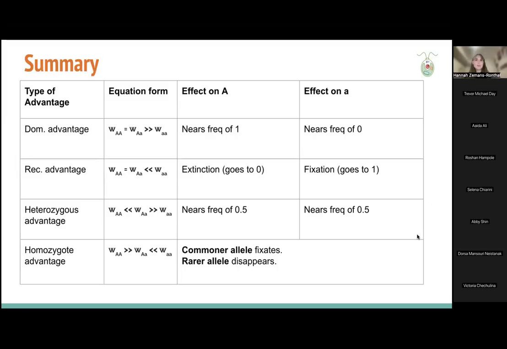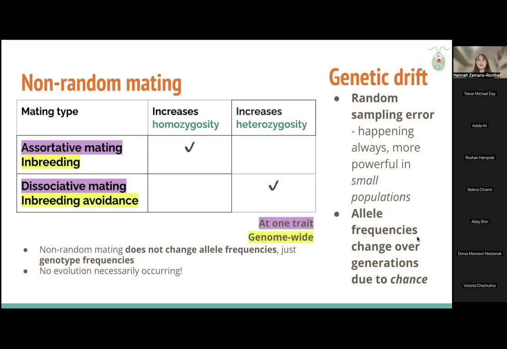Okay, so this is just a quick table to summarize it. I'm not going to go through it now. You can go through it on your own time. Let's go through non-random mating.